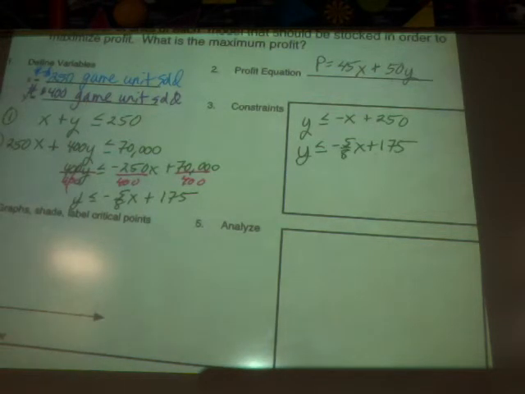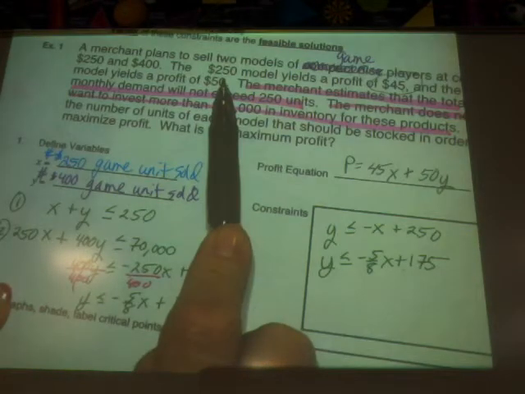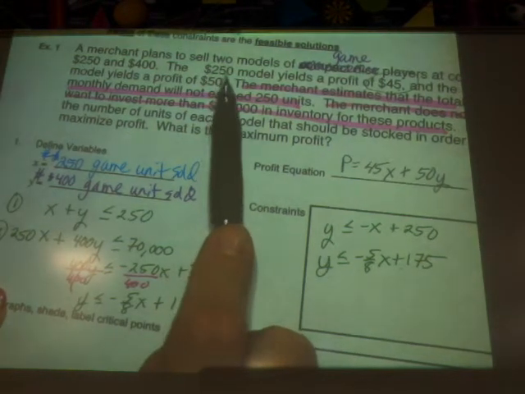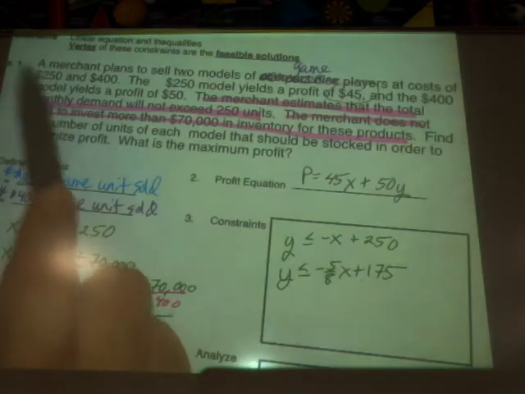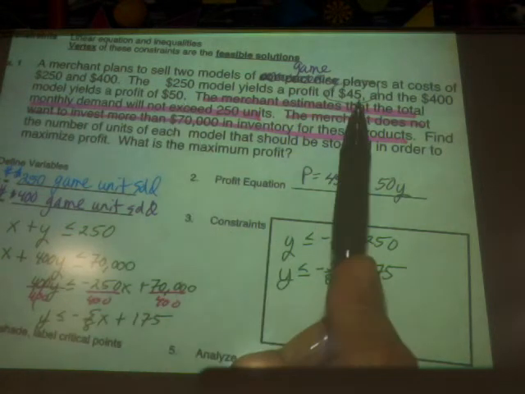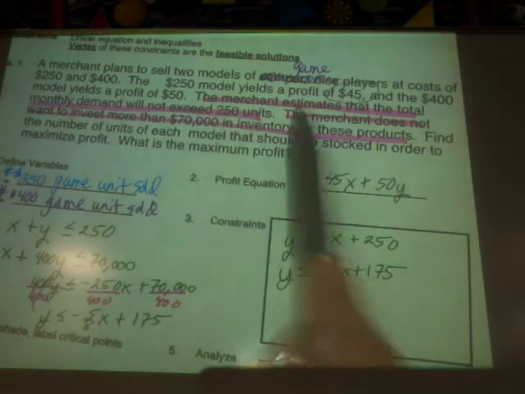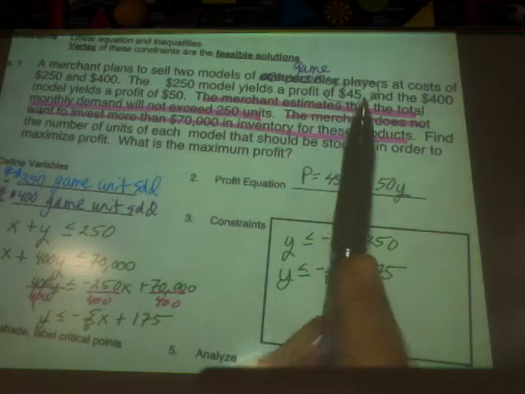Question? Why isn't what 205? Doesn't it cost me $250 to buy it? No. The $250 model, it says the merchant plans to sell 2 models at a cost of... So it's costing him $250 and $400 to buy those. He's selling them for $250 plus 45, so he's selling it for $295. It's business talk.